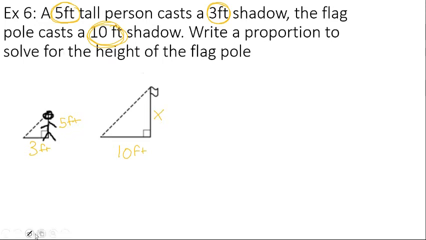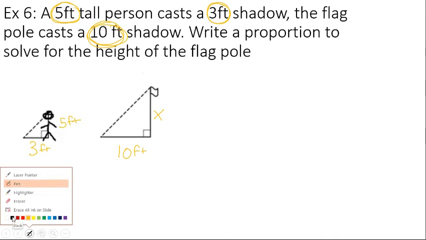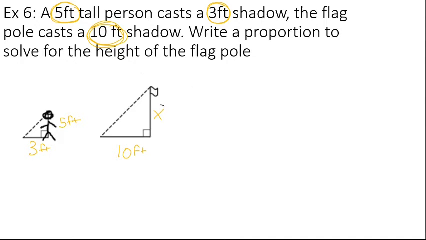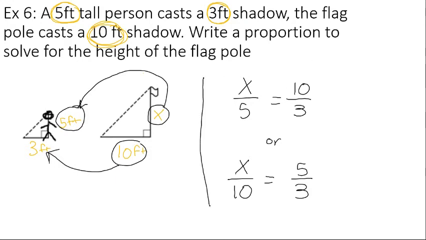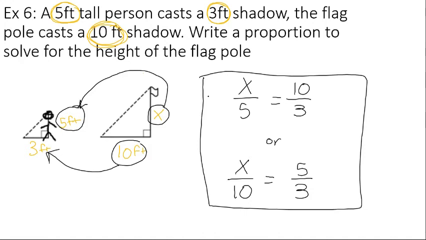So the way we set up a proportion here is we do this. X goes with 5. So we go X over 5 equals 10 over 3. So that's one way of writing it, or we could also say X over 10 equals 5 over 3. These are two ways of writing it. So that's really all we need to do, just set up the proportion.